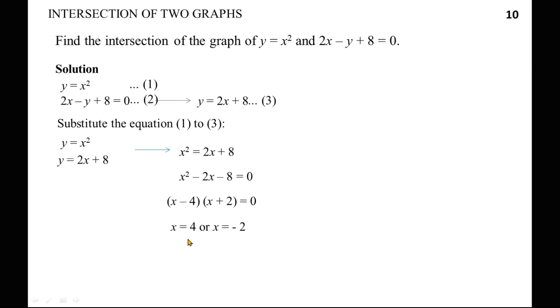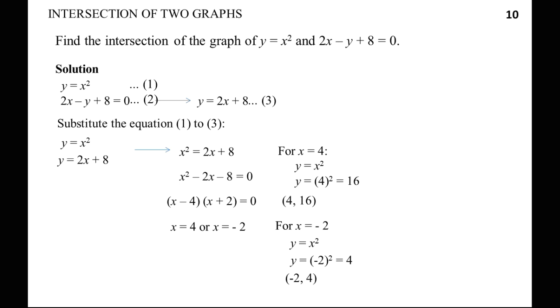Since we already know the value of x, we can substitute x to find the value of y. For each value of x, we have: x equals 4, y equals 16, and for x equals negative 2, y equals 4. So there are 2 points of intersection of the graph and the line in the question. The intersection points are (4, 16) and (negative 2, 4).